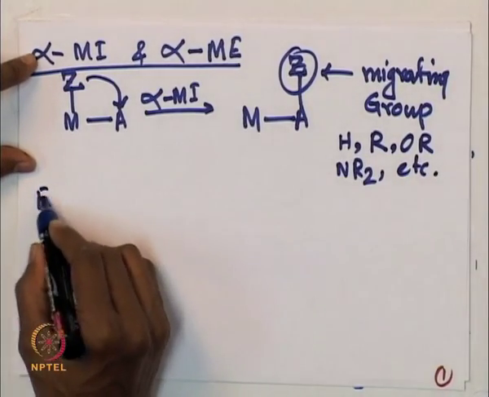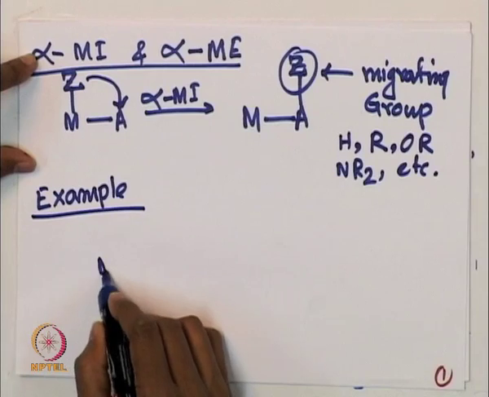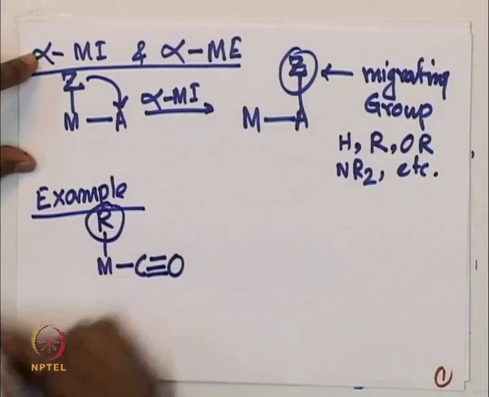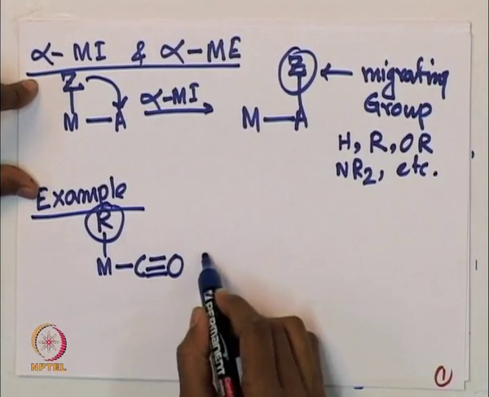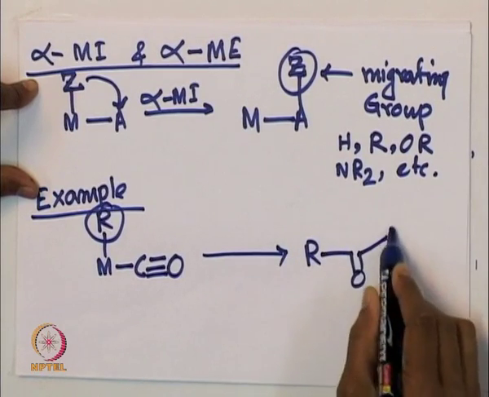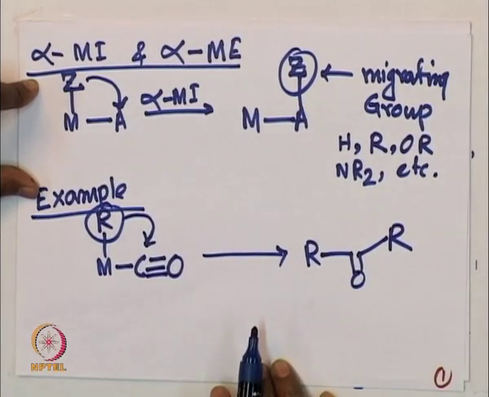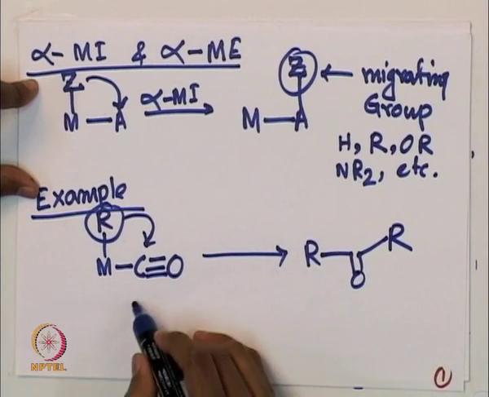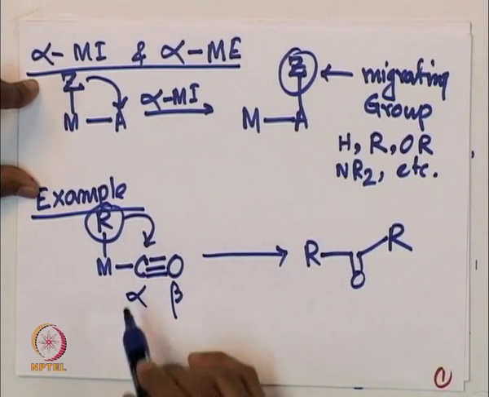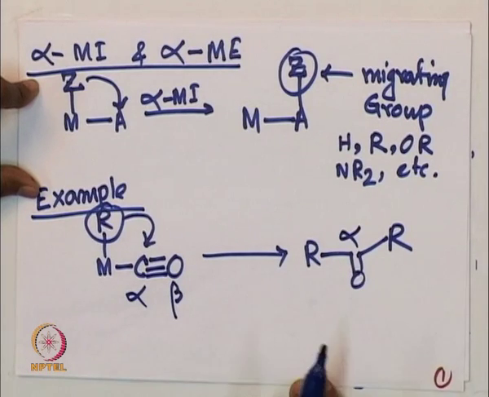Now, let us take one example, then it will be clearer. If you have a metal carbonyl species with an R group, let us say R is an alkyl group, you are familiar with the M-COR bond formation. So, technically speaking, R is migrating onto the carbon. So, this is the alpha position, this is the beta position. Since R is migrating selectively at the alpha position, in this case it will be called alpha migratory insertion.